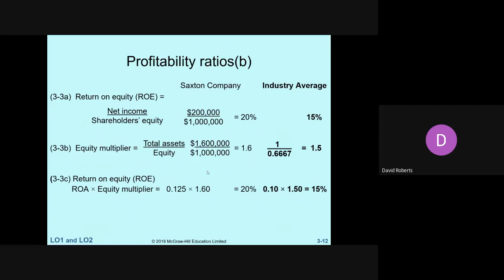Another way of doing the same thing is when you take the two and you multiply, as you can see in 3.3c, you can see that you also have the 20% and the 15. It's just a different calculation to get the same numbers. I would suggest you just stick with the simple ones, such as total assets divided by equity, and it's a simpler way of doing things.